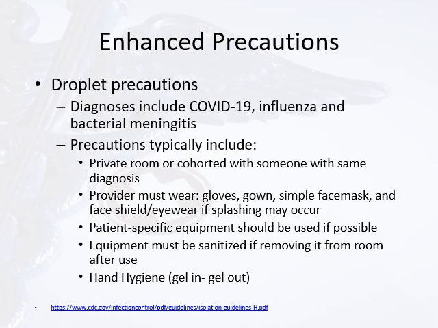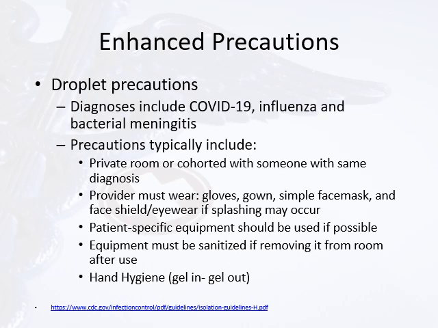Our next set of enhanced infection control precautions are droplet precautions. And what we're trying to do here is isolate ourselves from the patient's droplets that are spewed from their respiratory system during things like coughing, sneezing, or even talking. Examples of diagnoses that are spread by droplets include COVID-19, influenza, and bacterial meningitis.